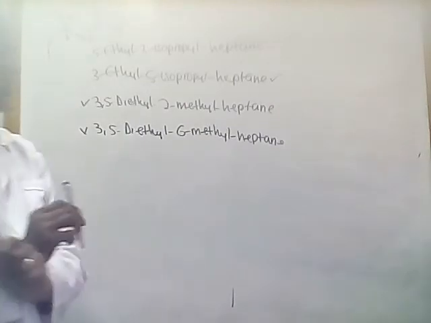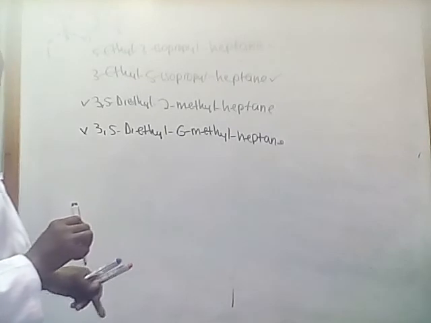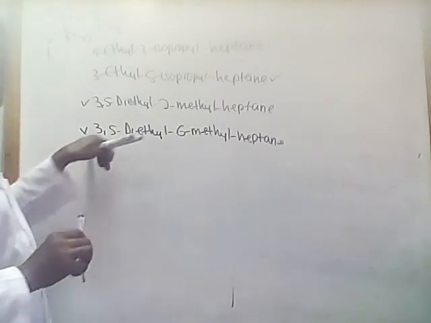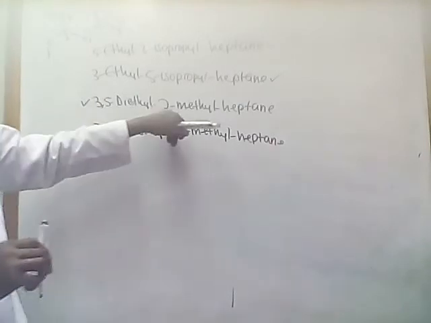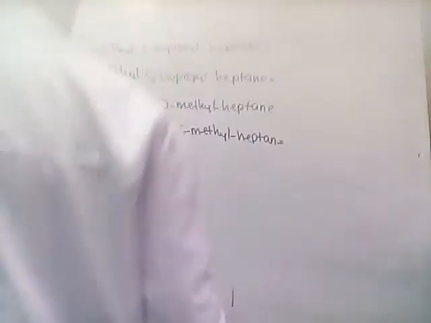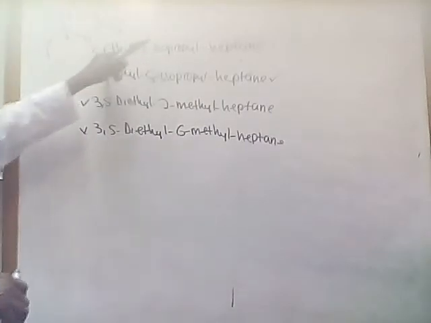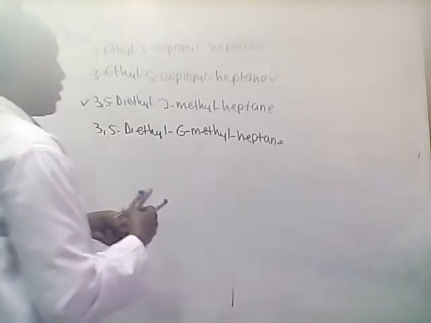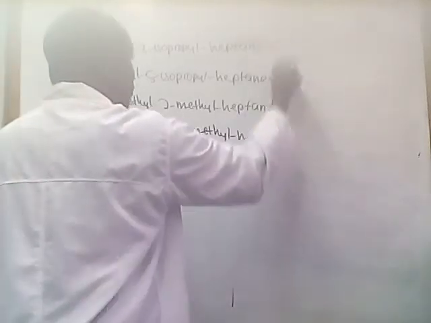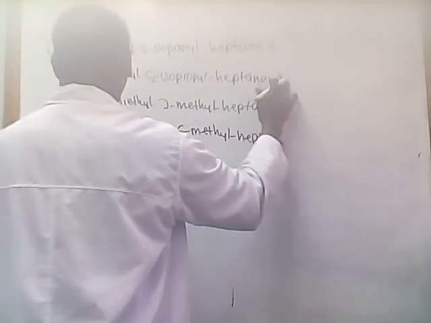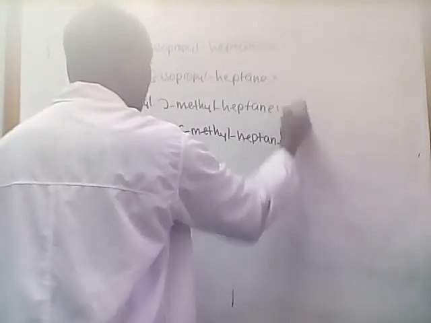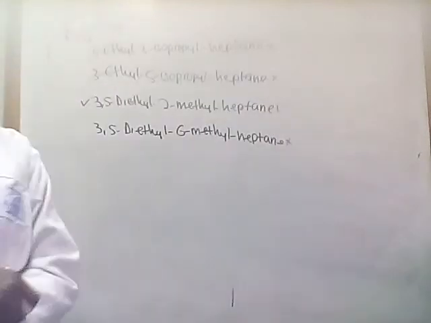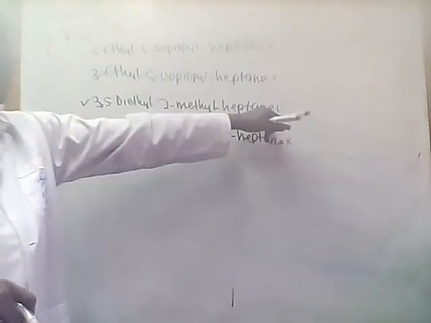Have you chosen the right one? So this will be what? It will be 3,5 diethyl, 2 methyl heptane. So what I want to do is... so this will not be the correct one. So let's see. In this case, that is not the correct one. That's the correct one. No, sorry, that's not the correct one. That is the correct one. Out of those possibilities, there's only one answer.